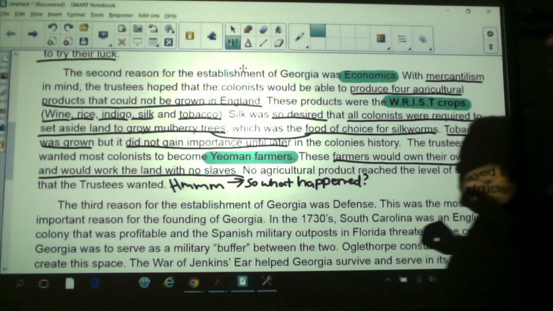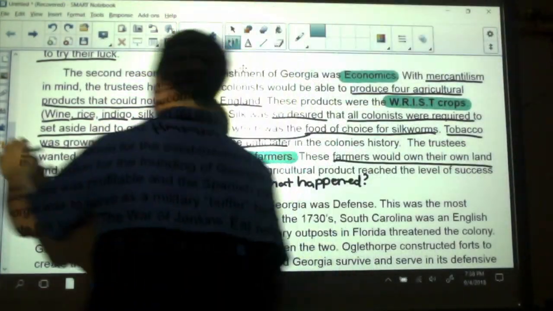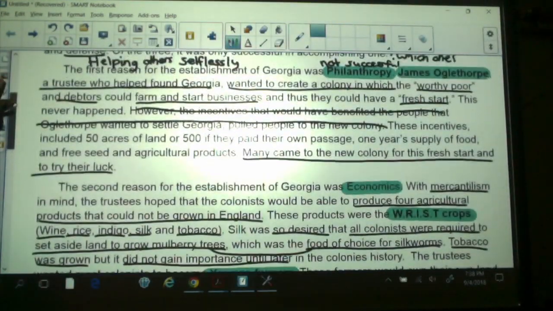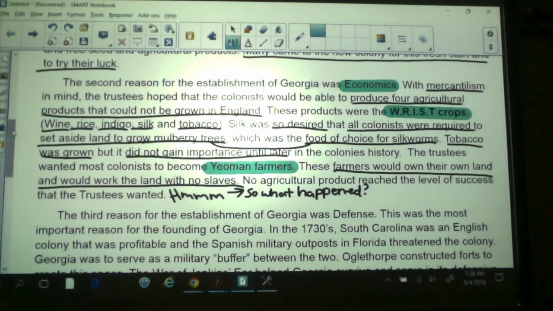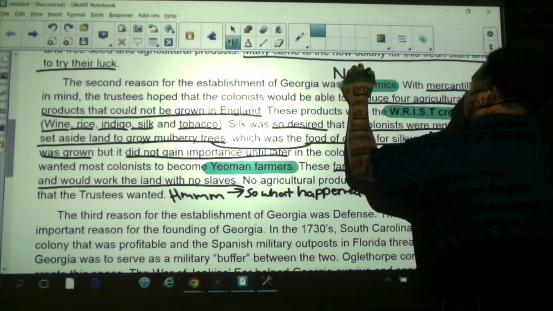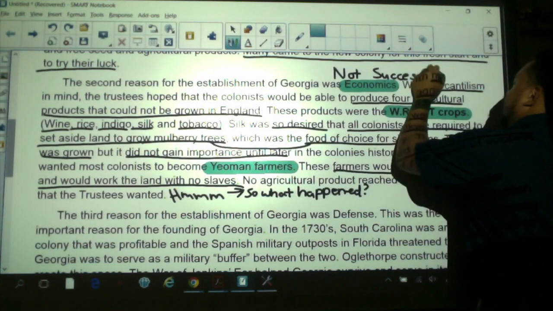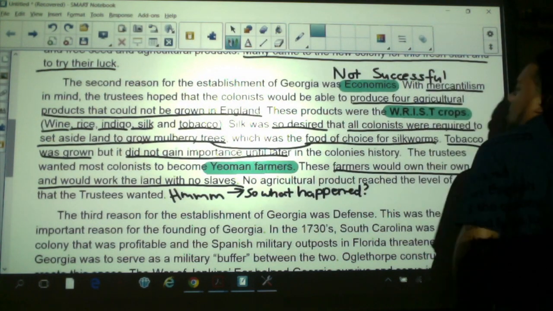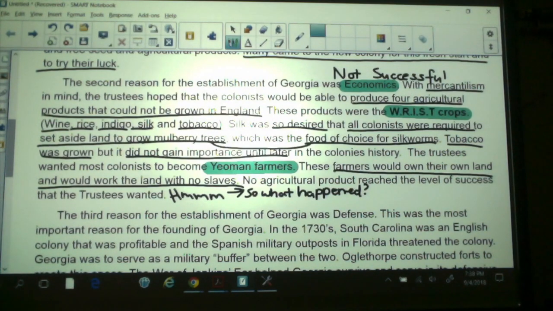All right, so it's interesting. So remember, as we were talking about earlier, only one of the three reasons were successful. We already said the first one was not successful. Okay. We were talking about philanthropy. Now we're realizing that the economics wasn't really successful. All right, which leaves us with only our third option, which is our final option, which is defense.